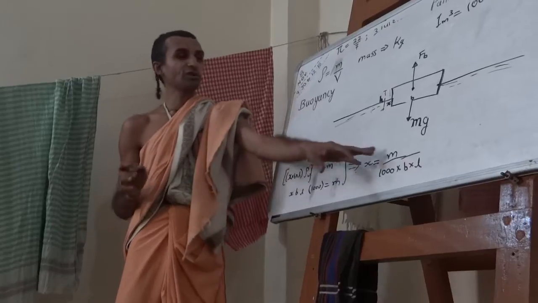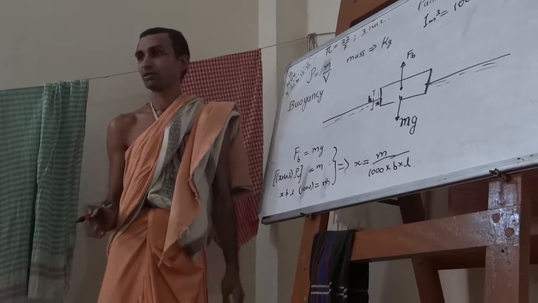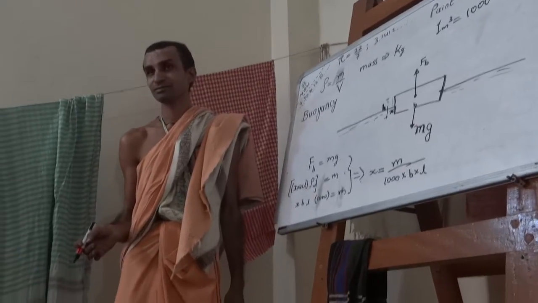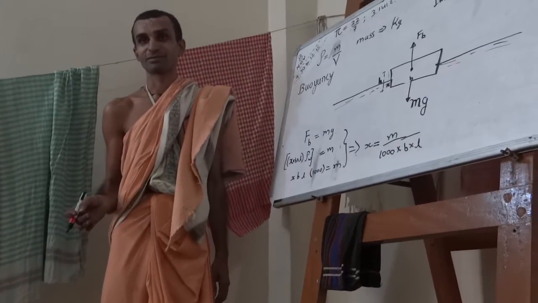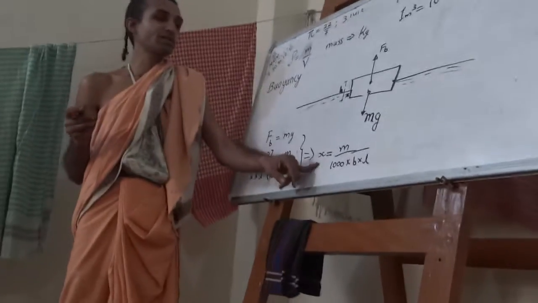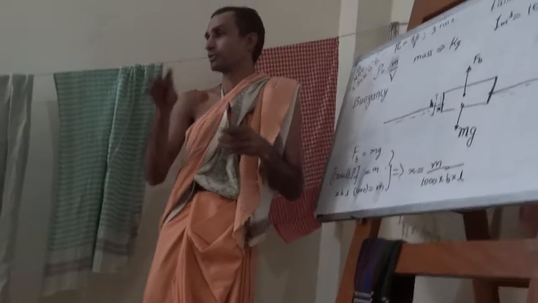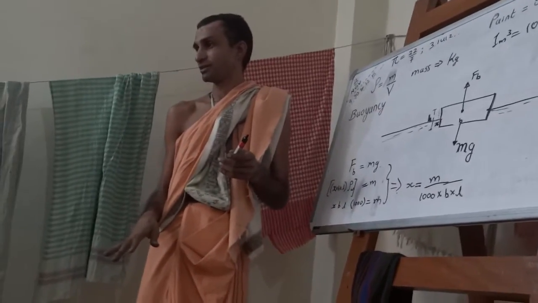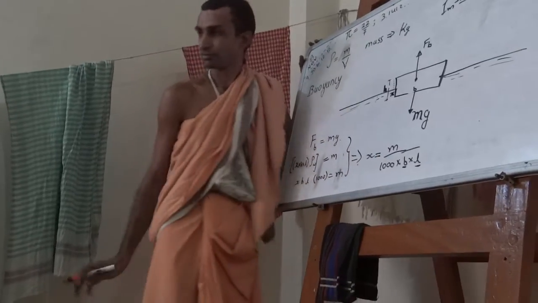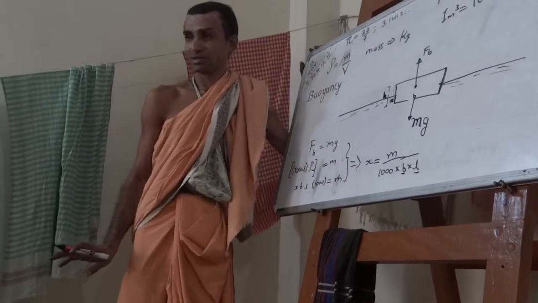Now if the mass of the boat is very high, what will happen to x? It will cover the whole H. It may cover more than H also. In which case, if x becomes higher than H, then it means the boat will sink. Correct? B we know, L we know. That we already put in.